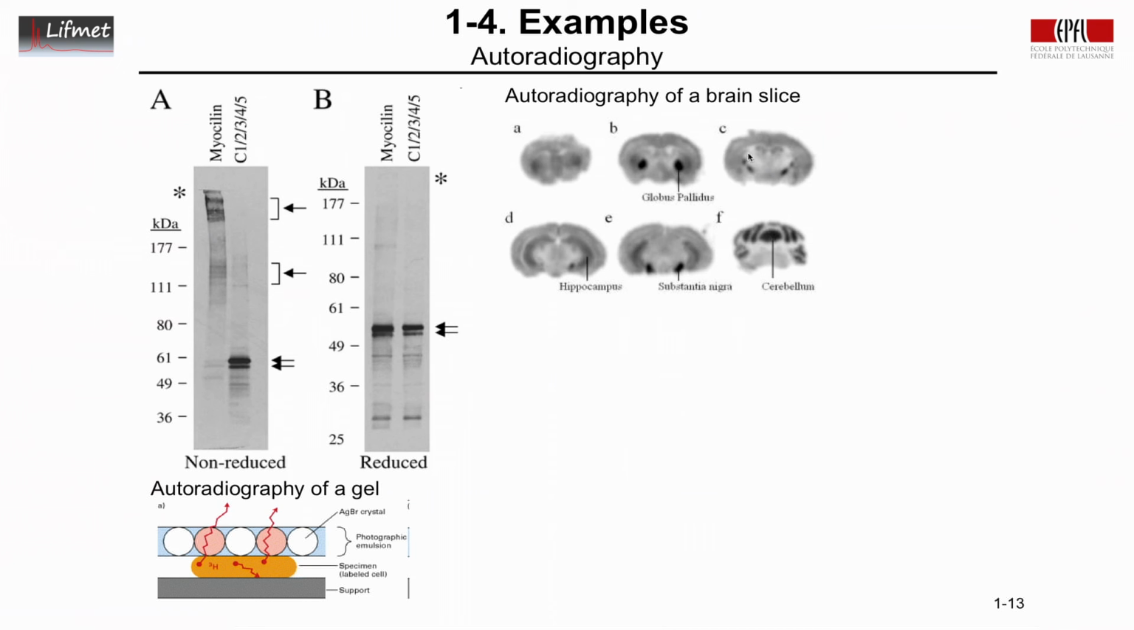So what was done here, this is a rodent brain cut into slices. These slices are then placed on a support, and the film is placed on top of it. That creates a photographic image of the radioactivity that's inside this brain slice. So obviously some radioactivity was injected into this animal, and we can see here some compound that has accumulated in this particular area implicated in Parkinson's disease, namely the substantia nigra.